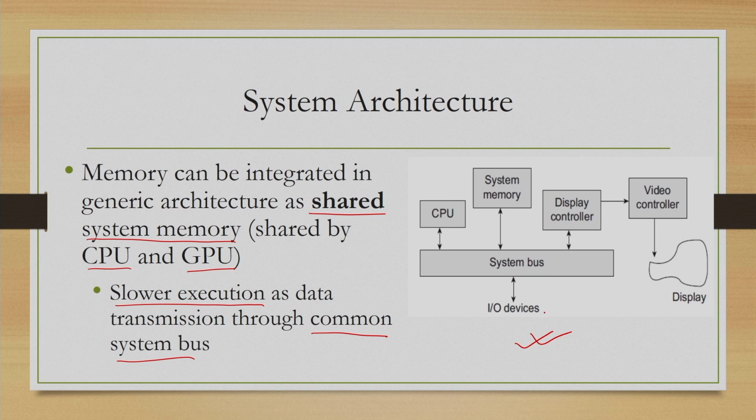So, in this figure as you can see, we have CPU and GPU here as part of display controller, and we have a common system memory which both of them access through this. So, if GPU wants to access it, it will use the system bus. If CPU wants to access it, it will use the system bus, and accordingly it may be slow.